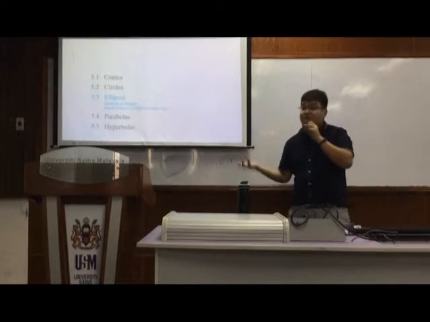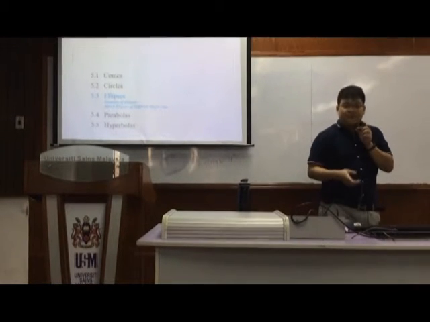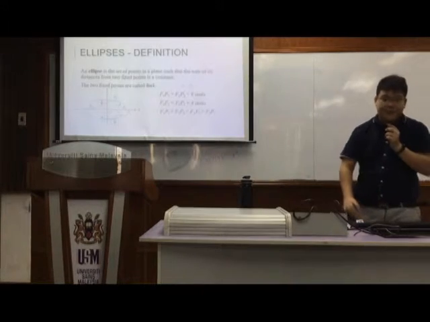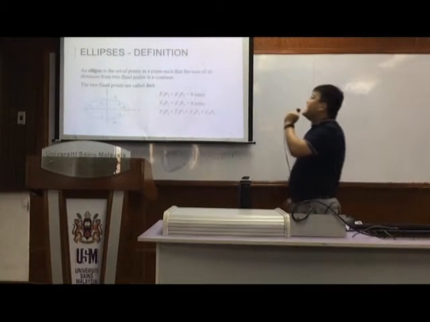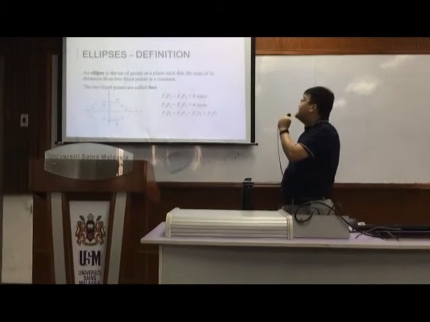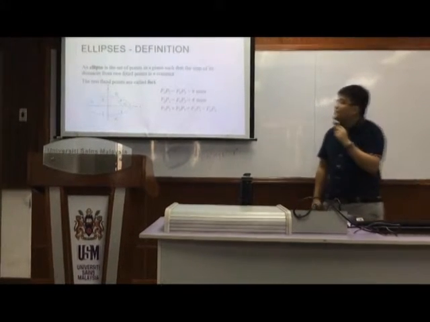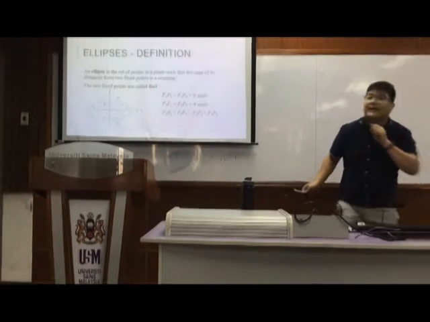But for an ellipse, you have different types of shape depending on its major axis. Later on, we will discuss what the major axis is. So, an ellipse is defined as a set of points in a plane such that the sum of its distances from two fixed points is a constant. The two fixed points are called foci.